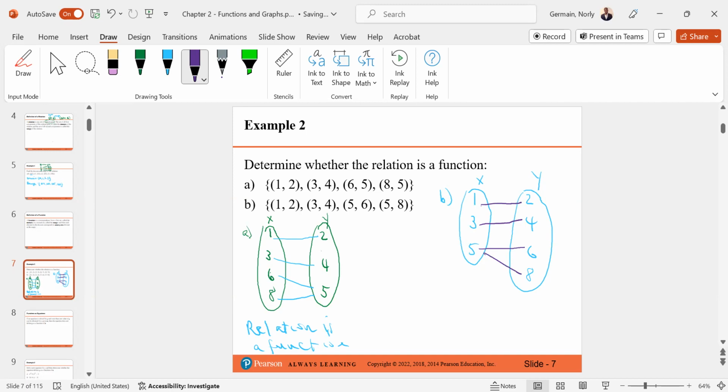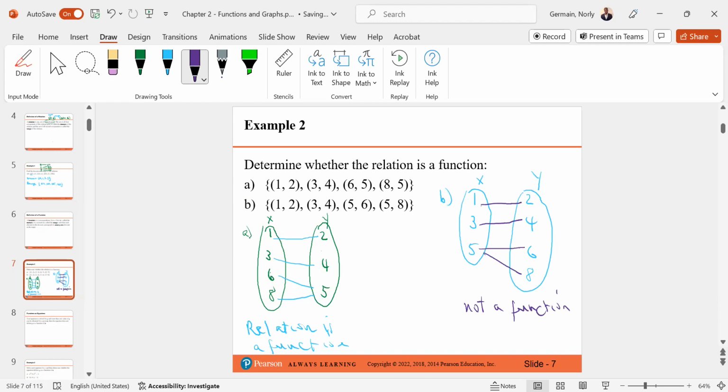So because 5 corresponds to both 6 and 8, if any element in the domain corresponds to more than one element in the range, the relation is not a function. So this relation is not a function because two ordered pairs have the same first component and different second components, right? So now we would conclude that the relation is not a function. I'm hoping you get that one.